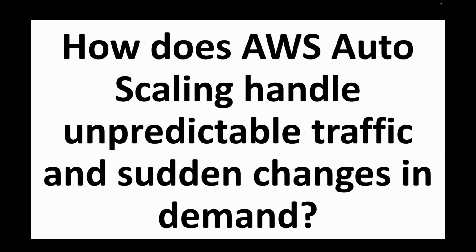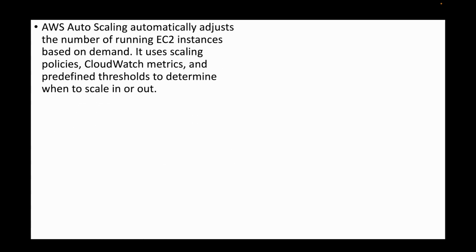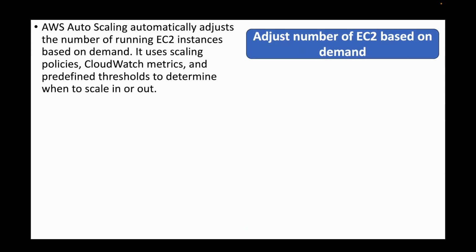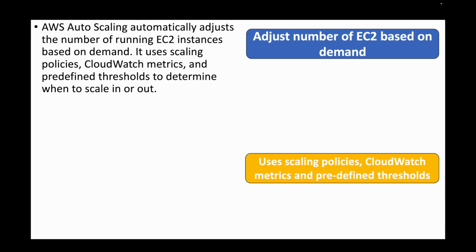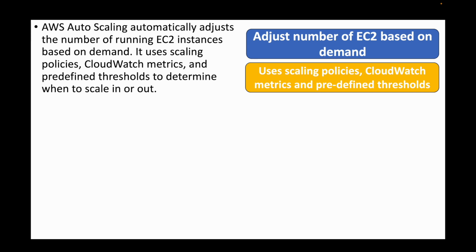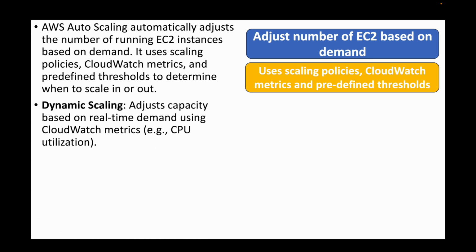The first question I have is, how does AWS Auto Scaling handle unpredictable traffic and sudden changes in the demand? Auto Scaling can be used when you want to automate the scaling up and scaling down of your instances. The whole purpose of this service is to automatically adjust your EC2 instances based on the demand. For this, we make use of scaling policies, CloudWatch metrics, and some predefined thresholds. Based on these different components, Auto Scaling will determine when to scale in and scale out your instances.